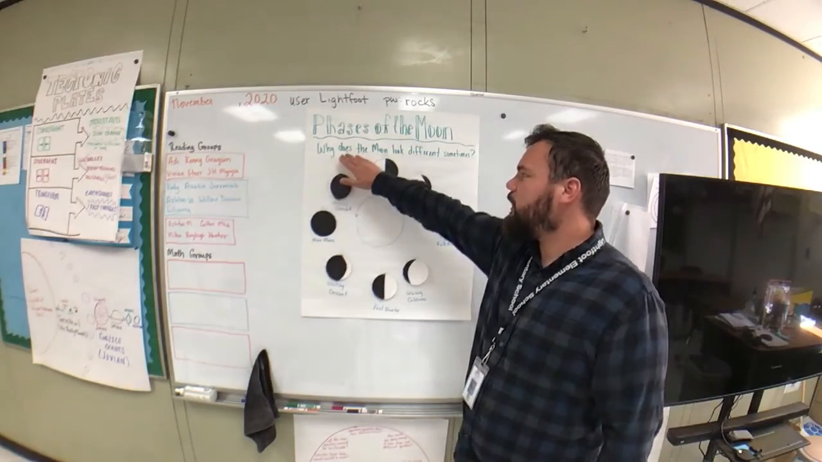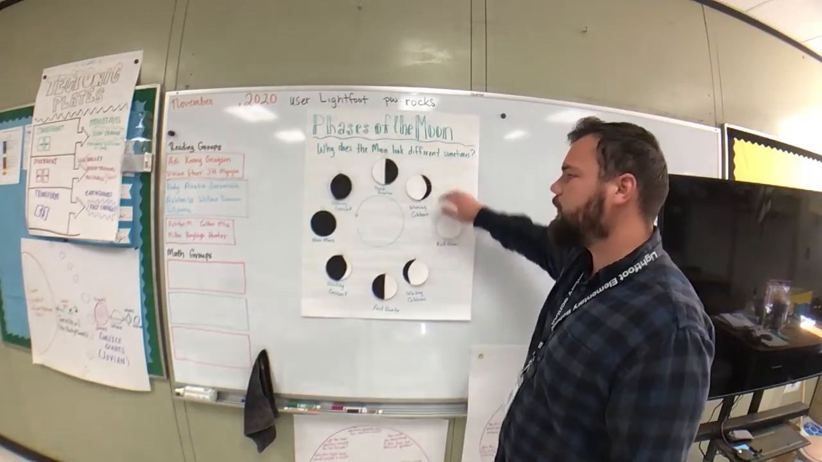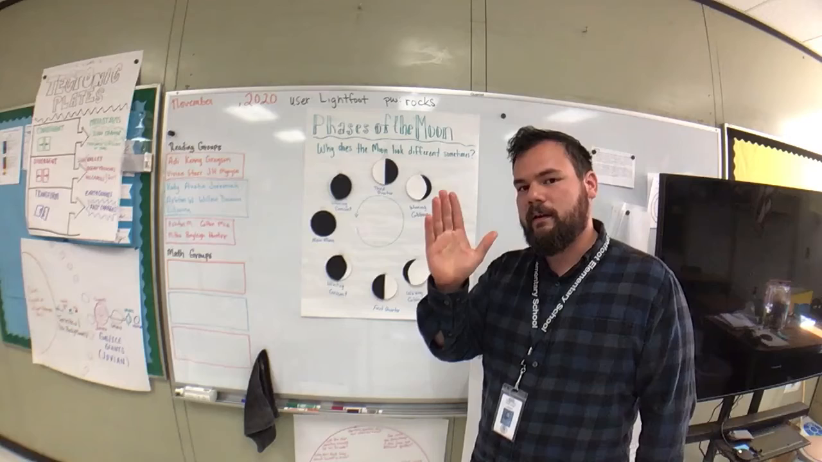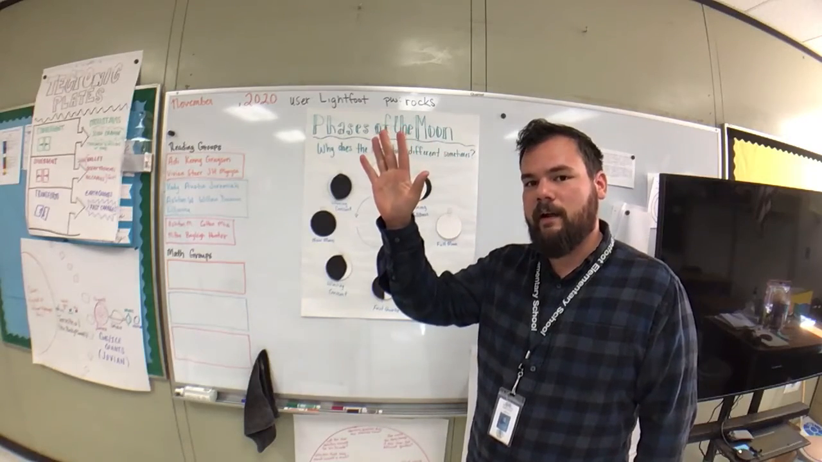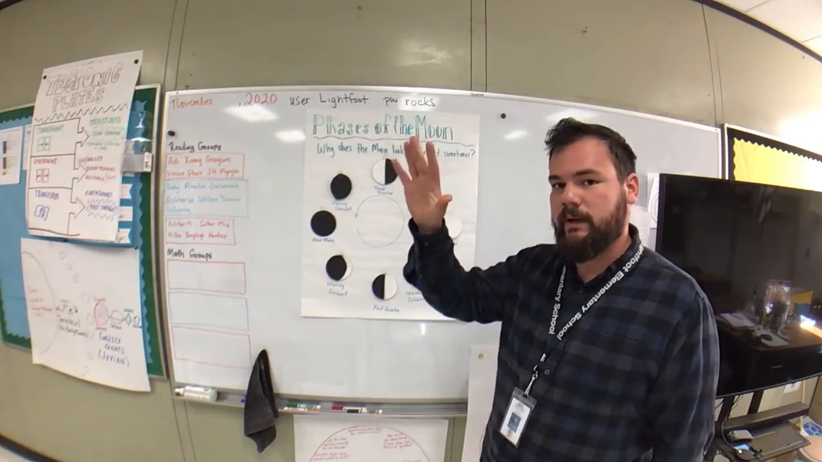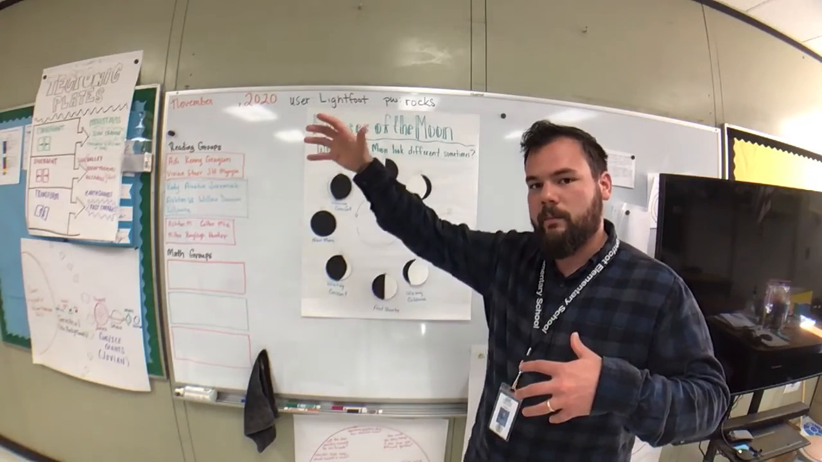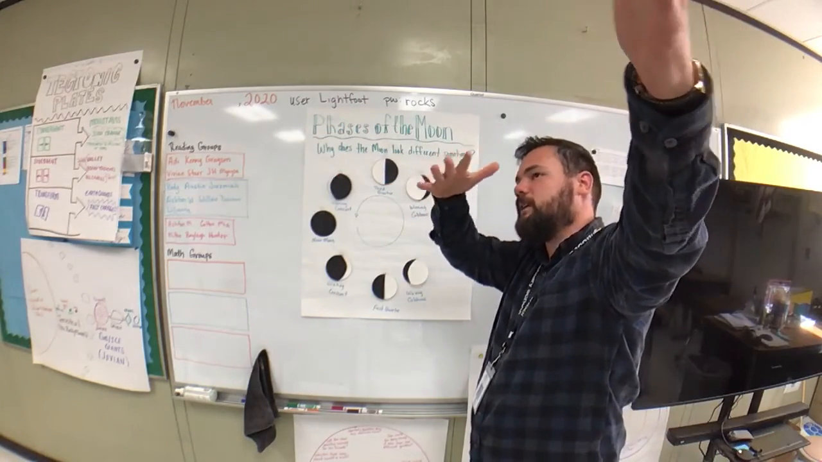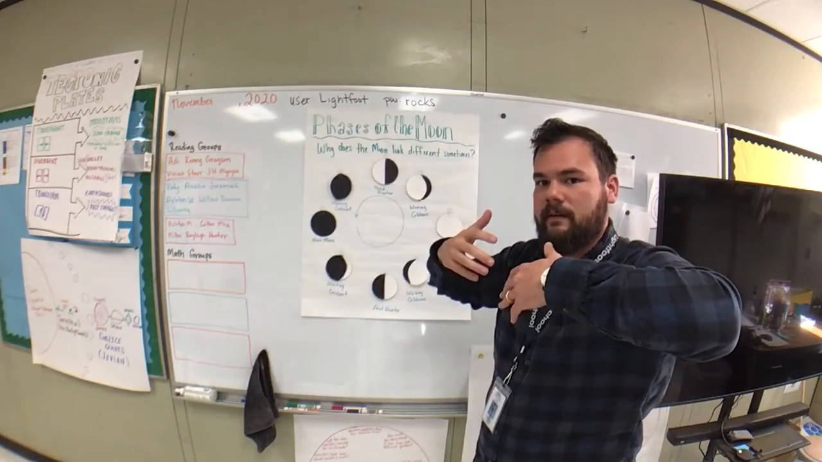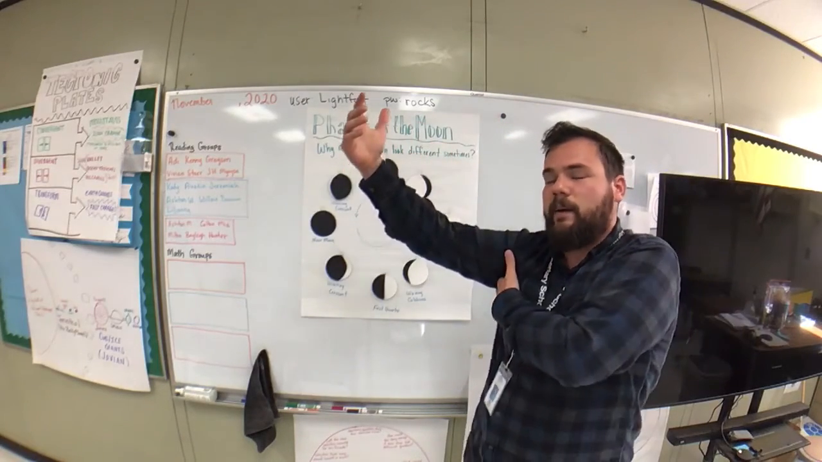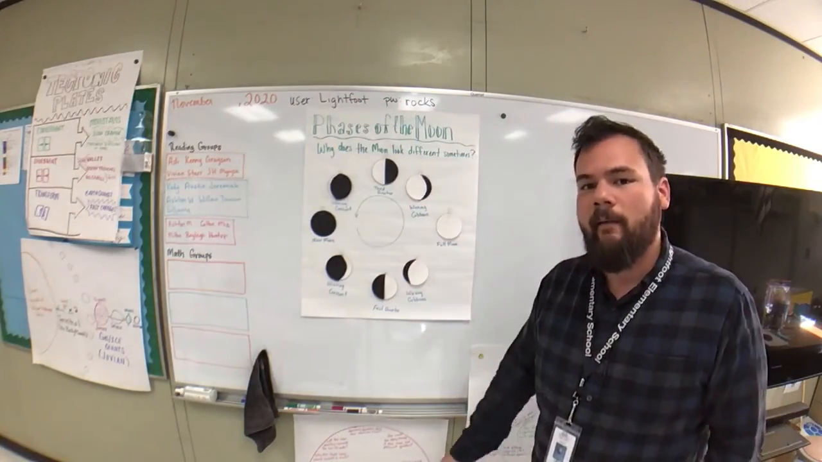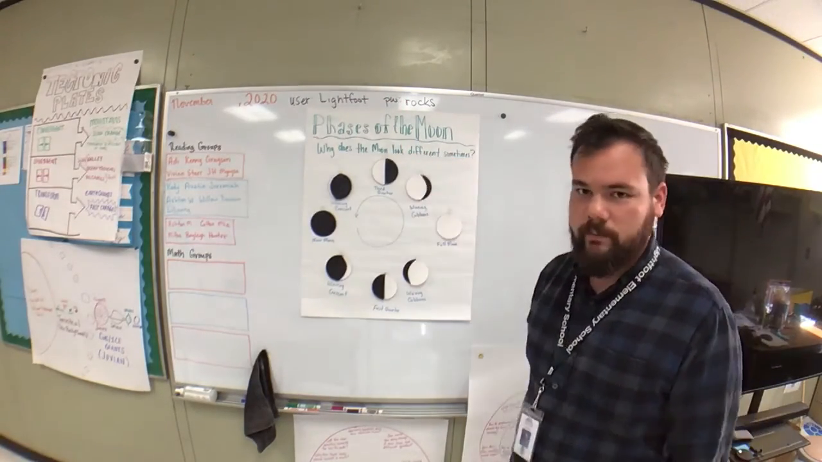So, back to our question: why does the moon look different sometimes? Well, as it's orbiting around the Earth, we can only see so much of the moon at one time. And because of the relationship between where we are on Earth, where the moon is in space, and where the sun is in space, the light reflecting from the sun back to us on Earth is showing at different points of the moon. And so that's why the moon looks different sometimes.